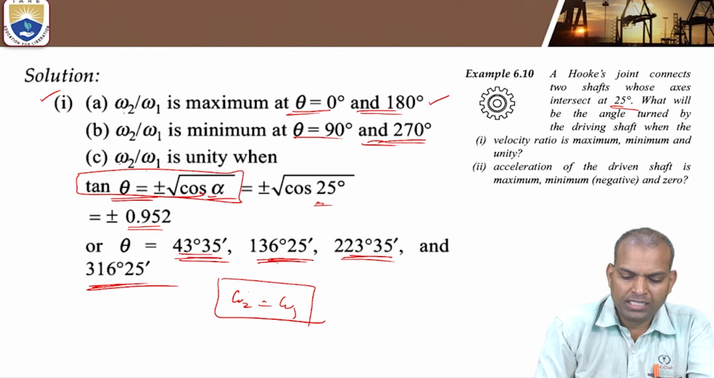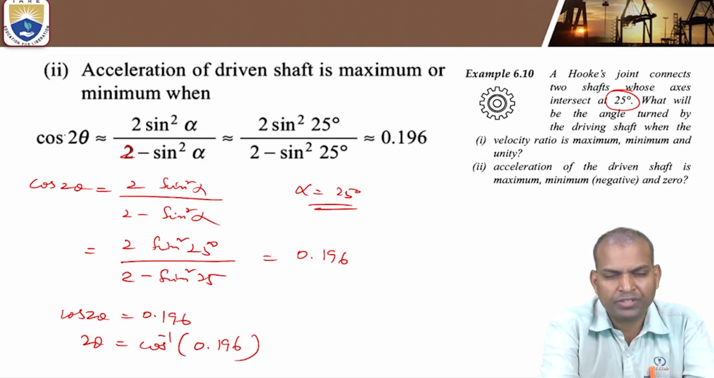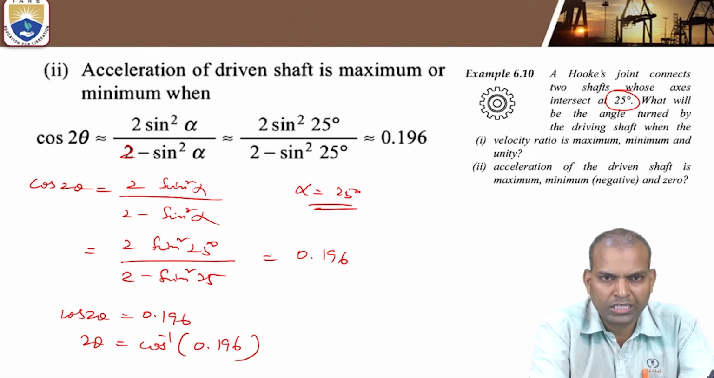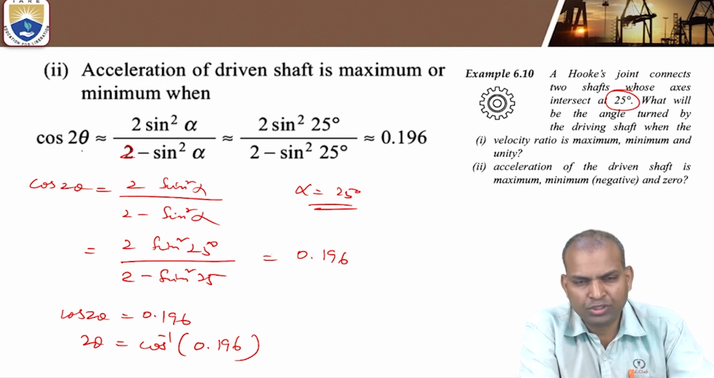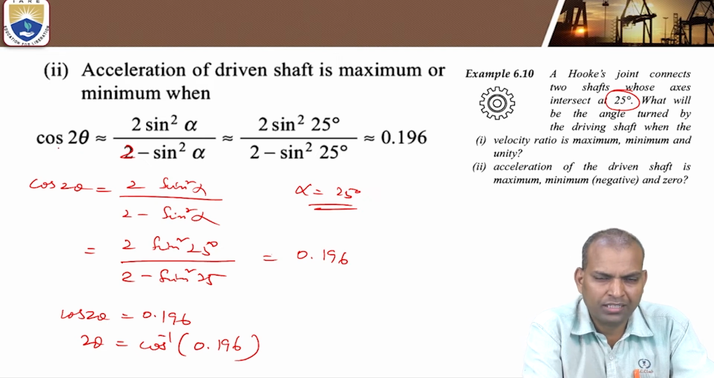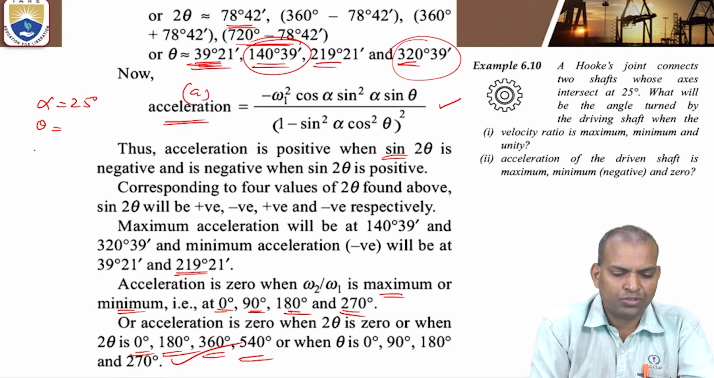Okay, that is the first objective. The second objective: the acceleration of the driven shaft is either maximum or minimum when cos 2θ equals 2 sin²α divided by (2 minus sin²α). Since we know the alpha value, substitute it back in this equation in order to obtain the values of 2θ, the angle values. That is 2θ, observed as 4 values.